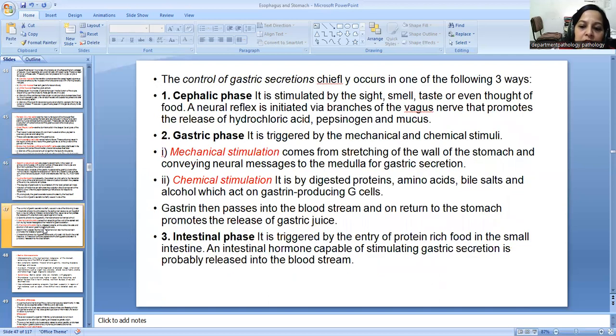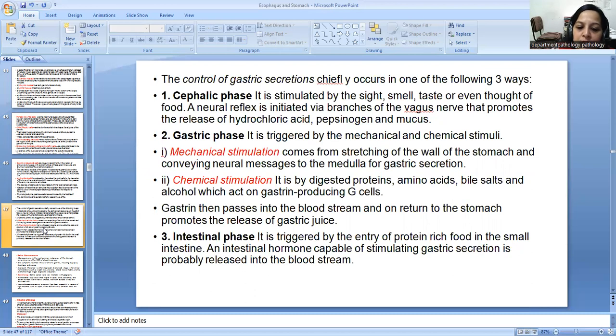chiefly occurs in one of the following three ways. First is the cephalic phase, which is stimulated by the sight, smell, taste, or even thought of food. A neural reflex is initiated by branches of the vagus nerve that promotes the release of HCl, pepsinogen, and mucus. Second is the gastric phase, which is triggered by mechanical and chemical stimuli. Mechanical stimulation comes from stretching of the wall of the stomach and conveying neural messages to the medulla for gastric secretion. Second is chemical stimulation.